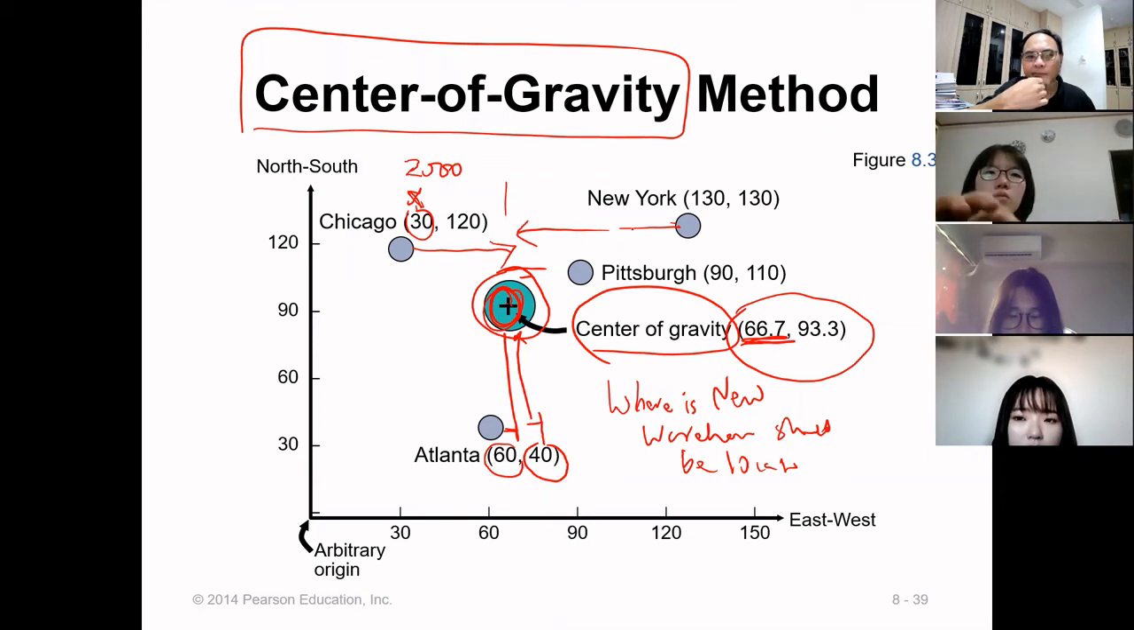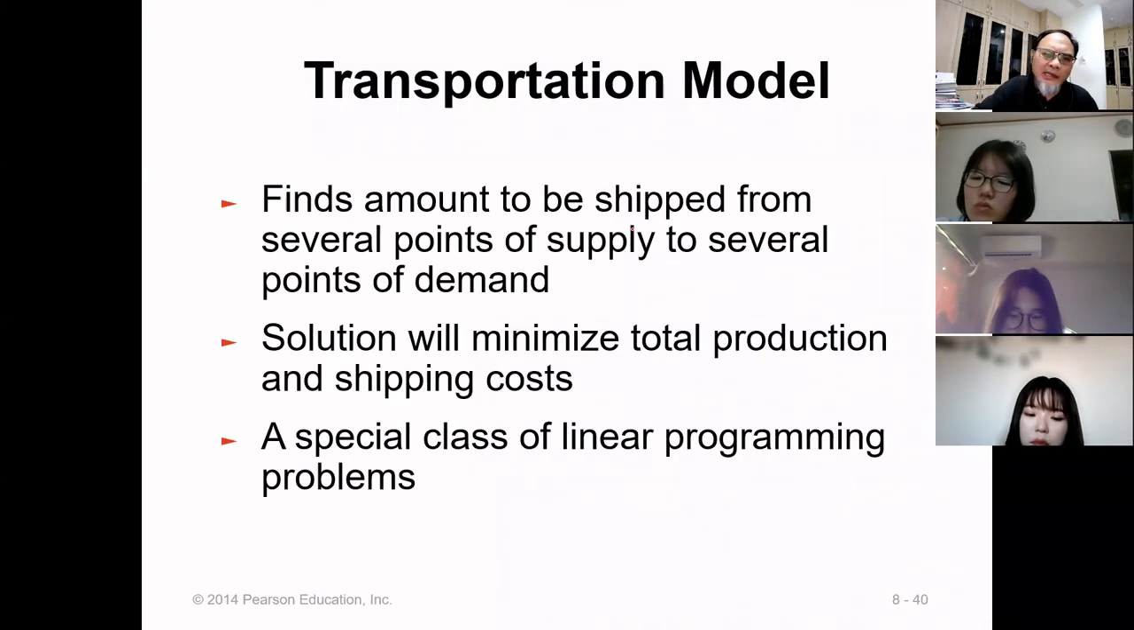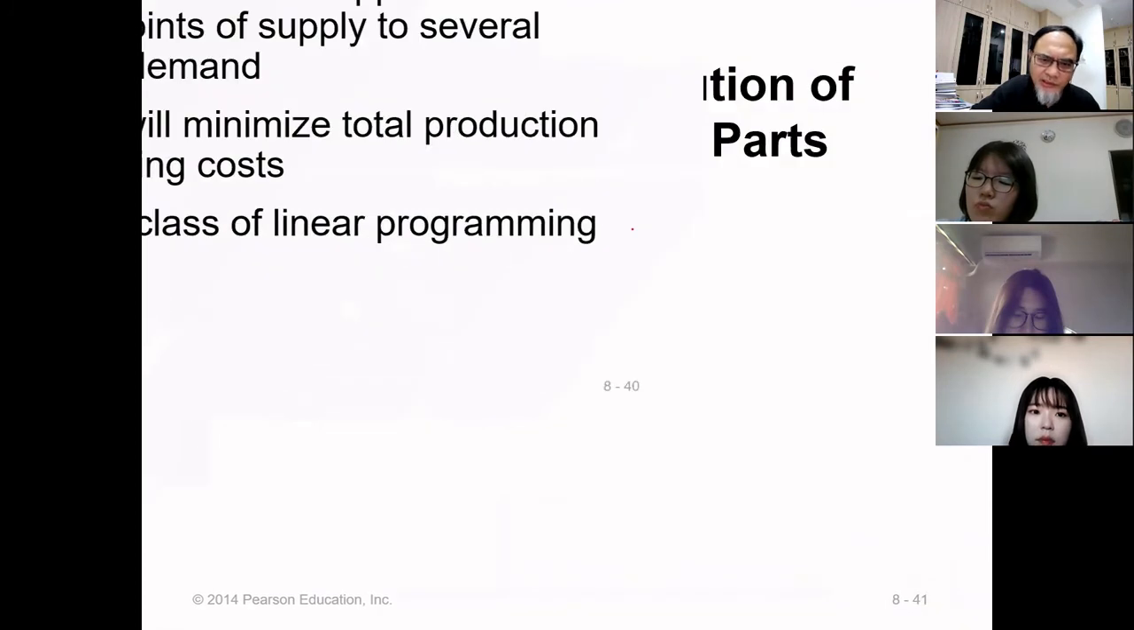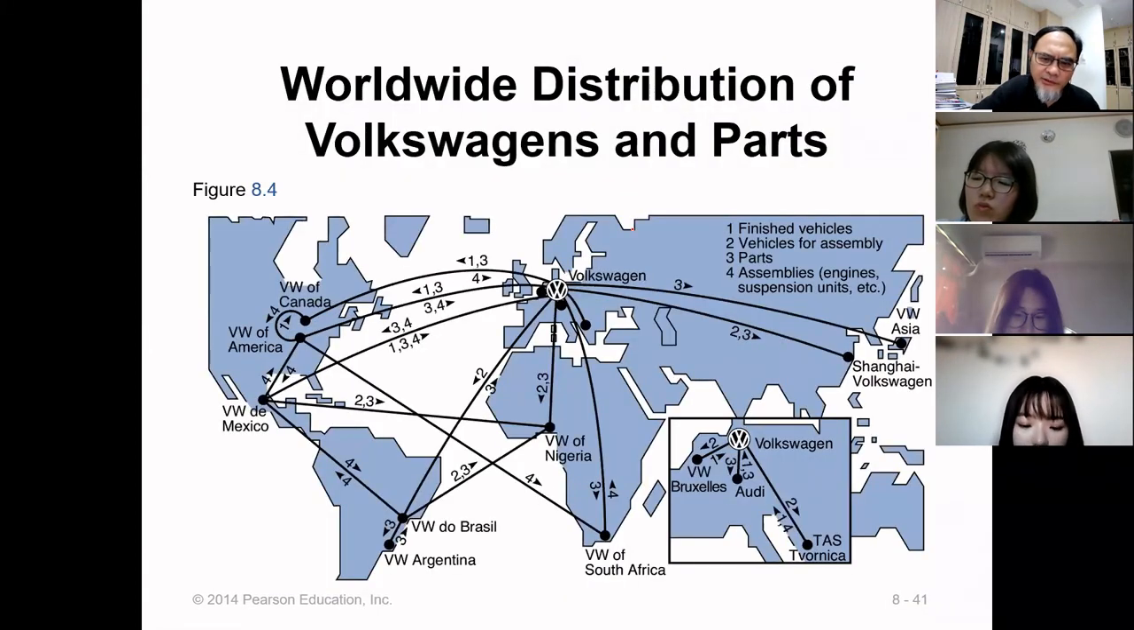Okay, welcome. So because the initial question is, where is the new location? So the answer is at this new center of gravity. There are many other different methods. I'm not going to cover this, but there are transportation methods. There are linear programming problems that will consider other costs.